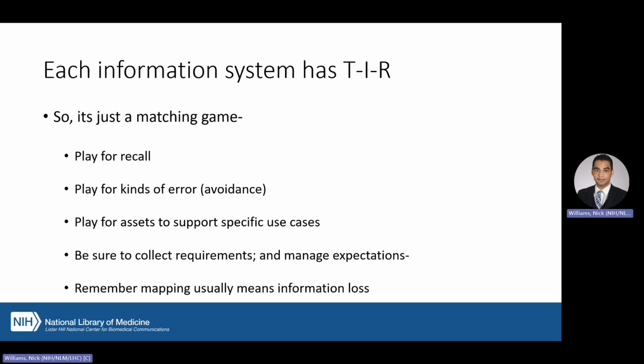Each information system then has a table item response relationship. So it's just a matching game, really. Remember to play the game for recall, play for kinds of error avoidance, play for assets to support specific use cases that you know your information system should support. Be sure to collect requirements and manage expectations. And finally, remember, mapping usually means information loss, or there will be information in TAF that just doesn't fit in OMOP.